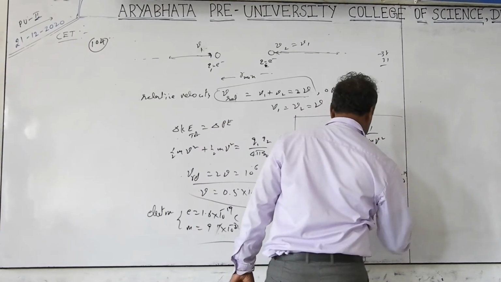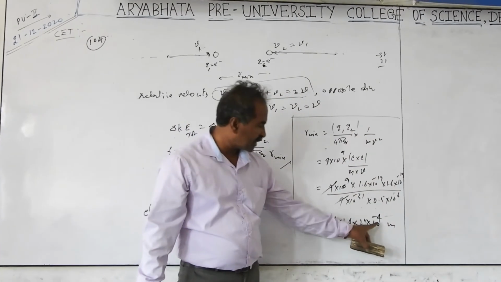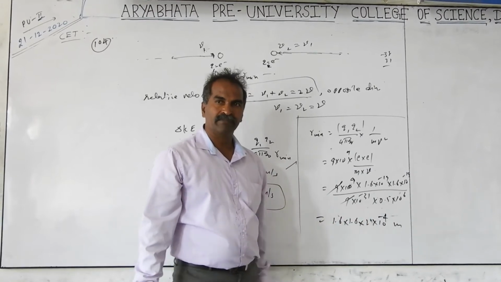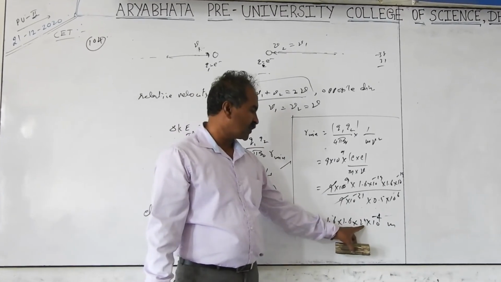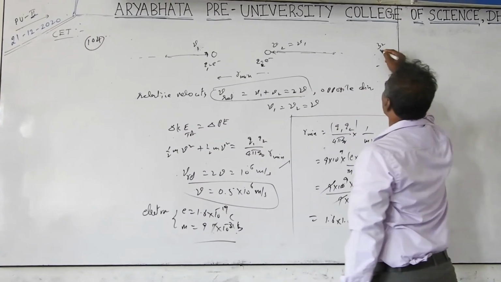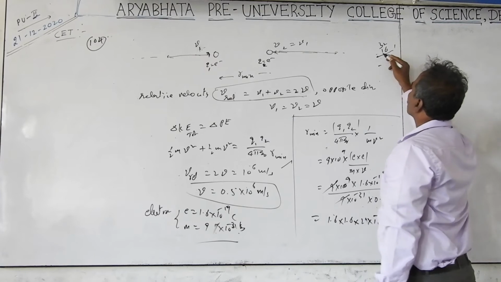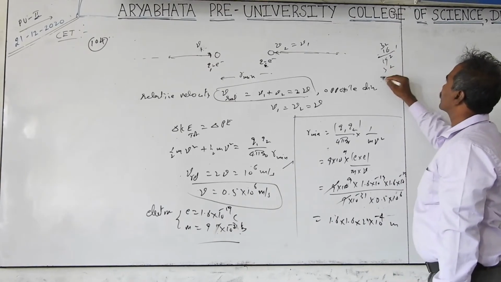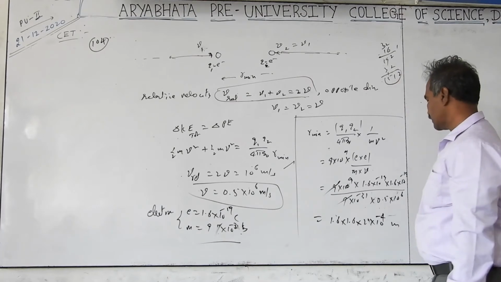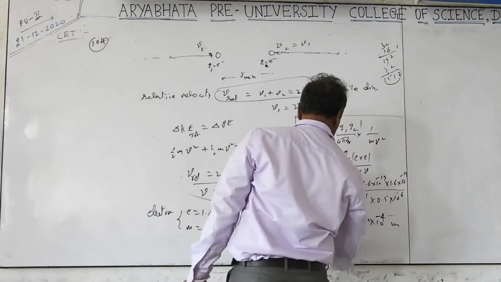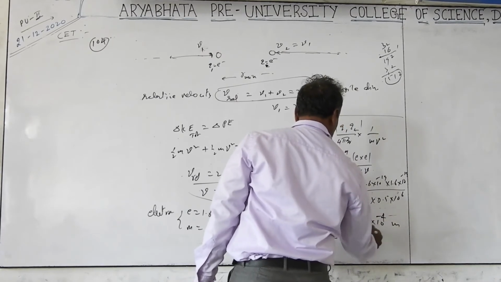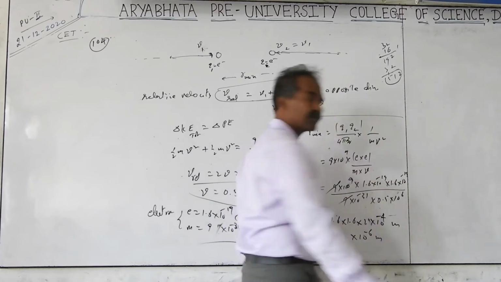Then 10 to the power of 2 with the 10 to the power of minus 6 gives minus 4, in meters. And 16 into 2 is 32, and 32 into 16 is 512. So this will be 512 into 10 to the power of minus 4 minus 5 minus 6 meters.